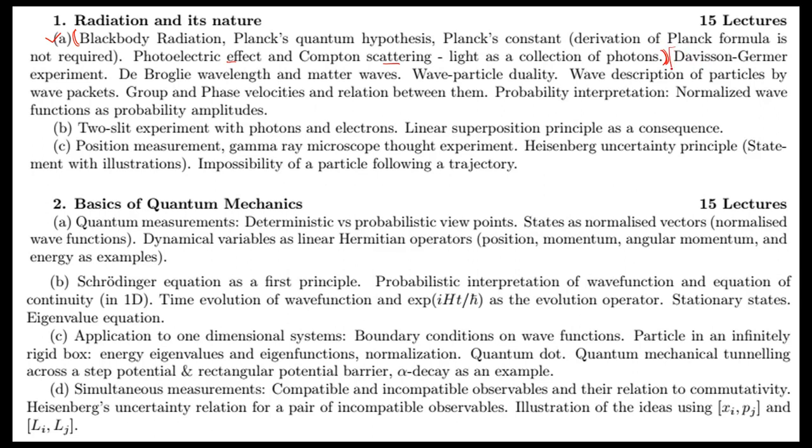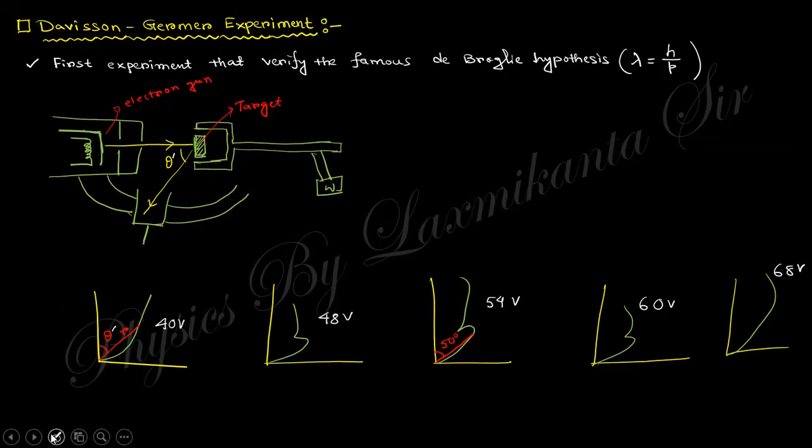In this lecture we want to discuss the Davisson-Germer experiment and the de Broglie wavelength. The de Broglie hypothesis is already discussed. Then de Broglie wavelength, matter wave, wave particle duality, wave description of a particle by wave packet, group and phase velocity and the relation between them, and probability interpretation, normalized wave function as a probability amplitude. So this is our topic to discuss, and it will be covered in the upcoming session also. So let's start.